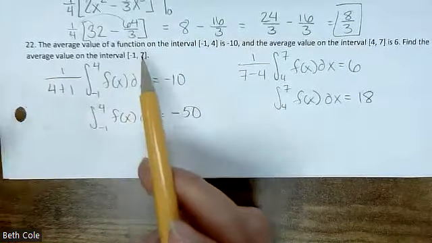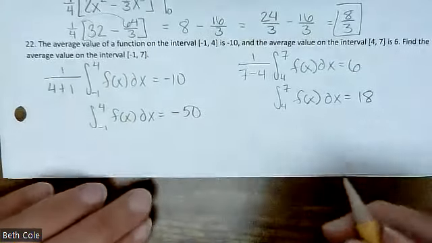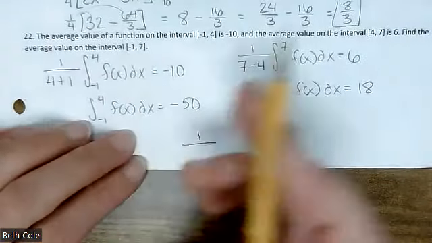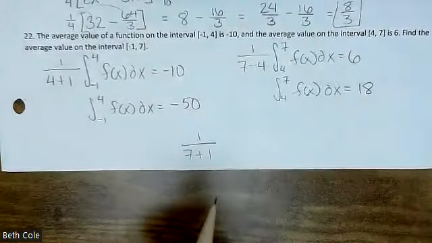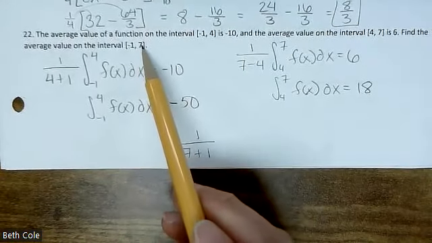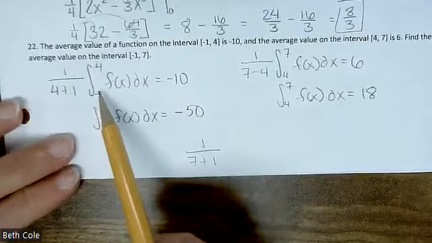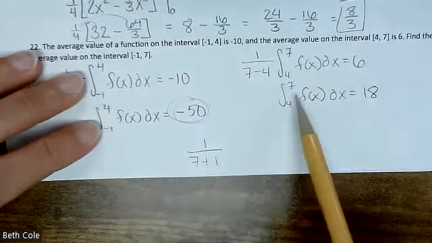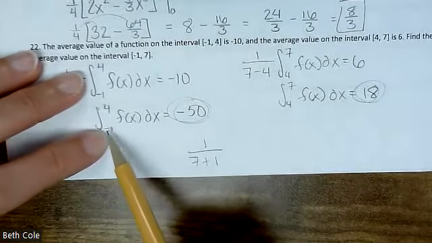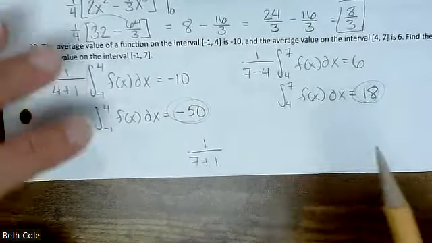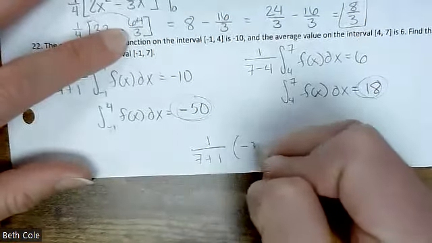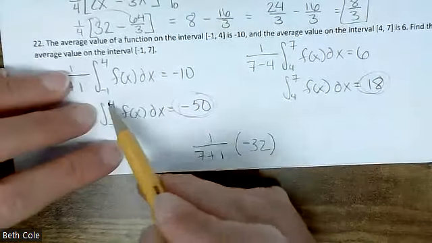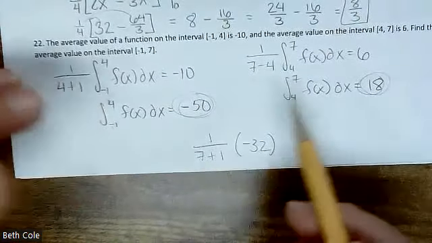Find the average value on the interval from -1 to 7. Okay, so what fraction would go out front? 7 plus 1. Now, come with me on this. It would be integral -1 to 7. Integral from -1 to 4 is -50. And then integral from 4 to 7 is 18. So integral from -1 to 7, yeah, you would add those together and get -32. That's why they gave those to you.